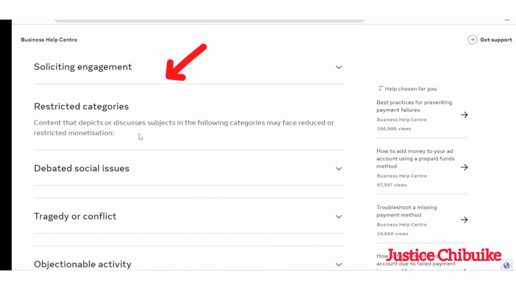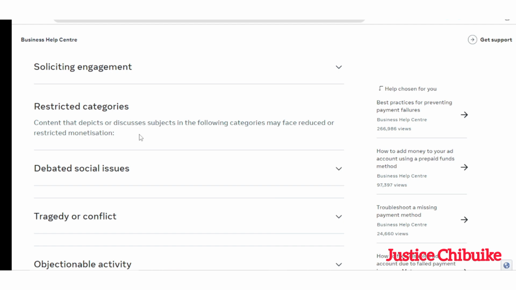Restricted categories. On Facebook, there are many categories that are restricted. When creating your page, you should know the category that you are choosing because it matters a lot. If you choose a category that falls under the categories that cannot be monetized on Facebook, you will not be monetized.